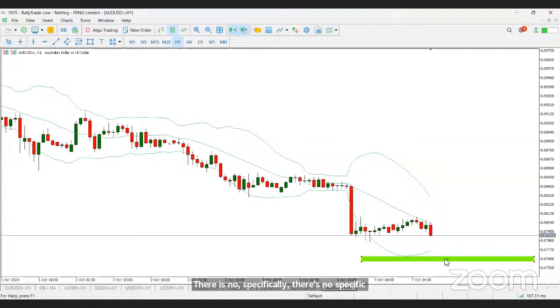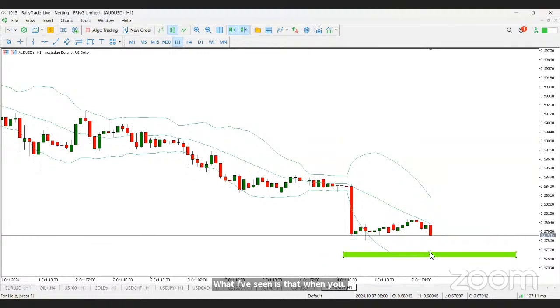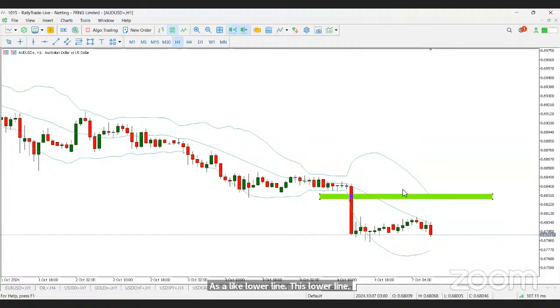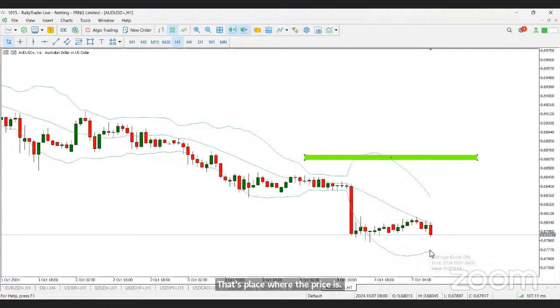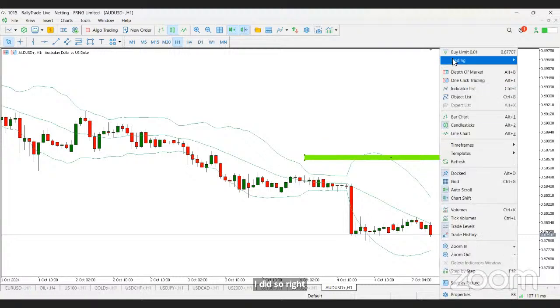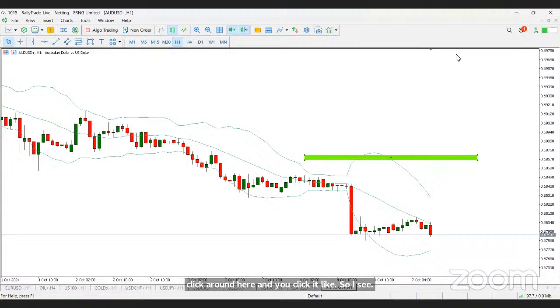What I'm saying is that when you open your chart and you put Bollinger Band, this Bollinger Band has a lower line. That place where the price is, you can just right click around here, and you click buy limit like so. Just click on buy limit, and of course it will enter. So there's nothing special around giving a price.